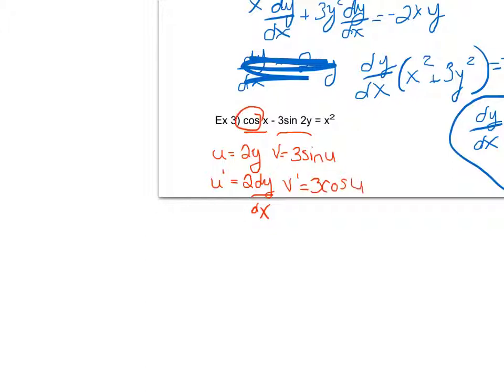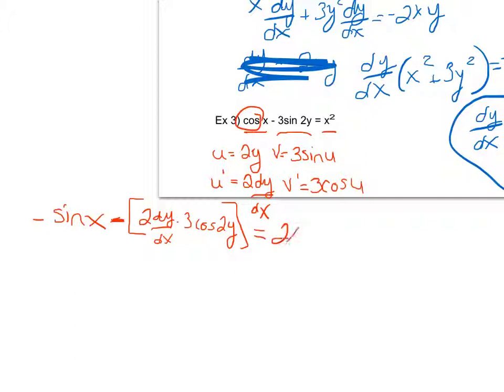So I differentiate my cosine first, and I get negative sine x. After applying my chain rule, I'm going to distribute the minus sign after if necessary. I'm going to have y prime times v prime, so 2 dy dx times 3 cosine of, and I have to plug u back in, so I'm going to say cosine of 2y, equals, differentiating the right side, 2x.